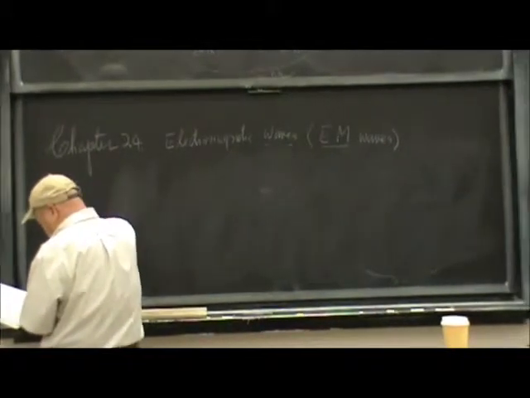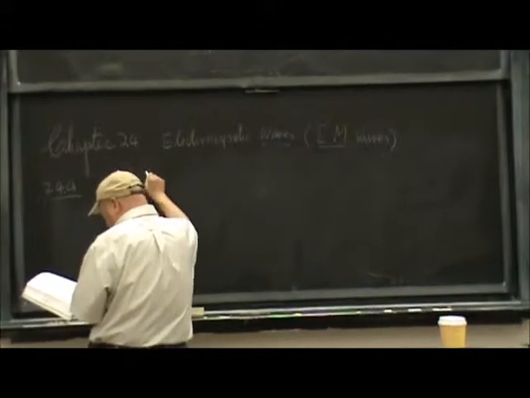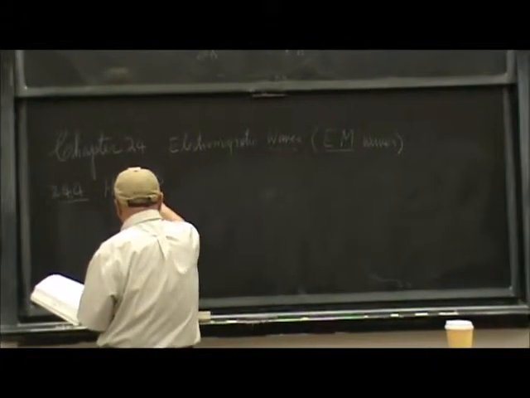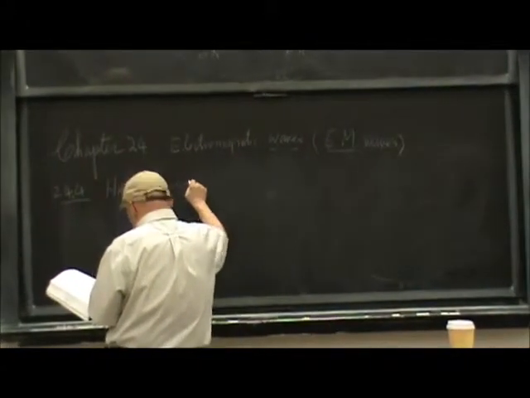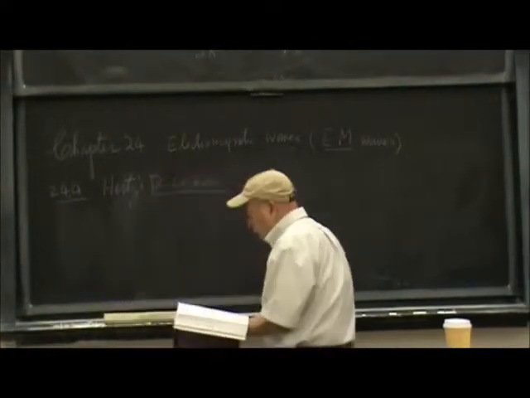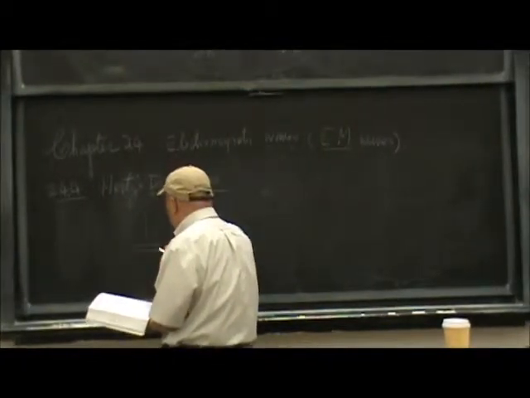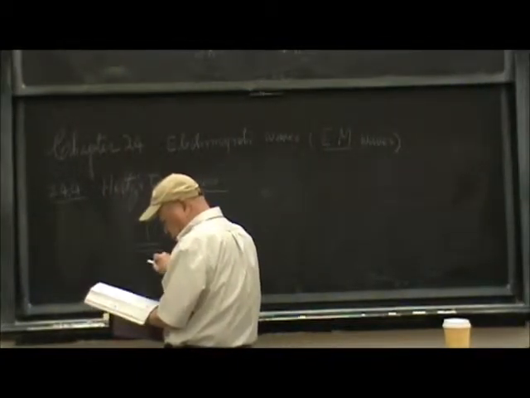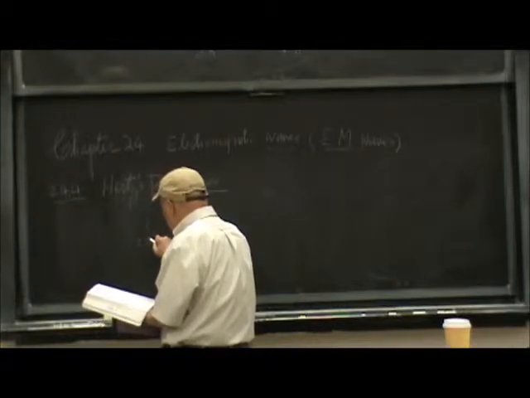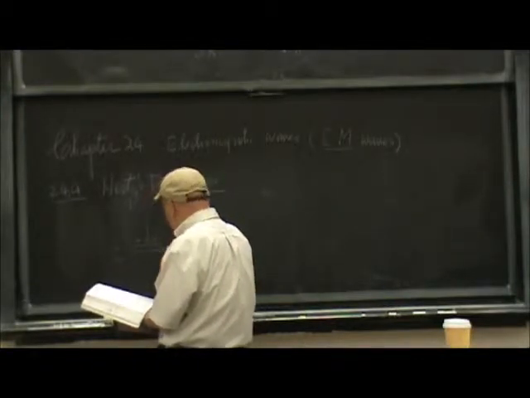24.4 is called First discovery. First discoveries. So what he hooked up is something like this. A fully charged capacitor initially. This is a C, and he charged it with the Q maximum.